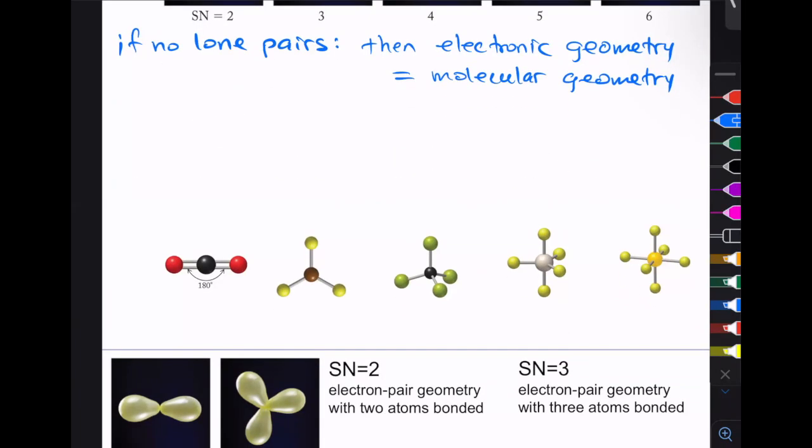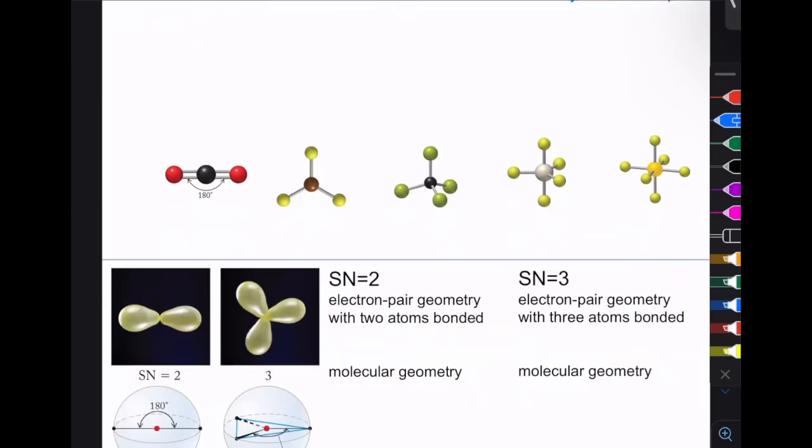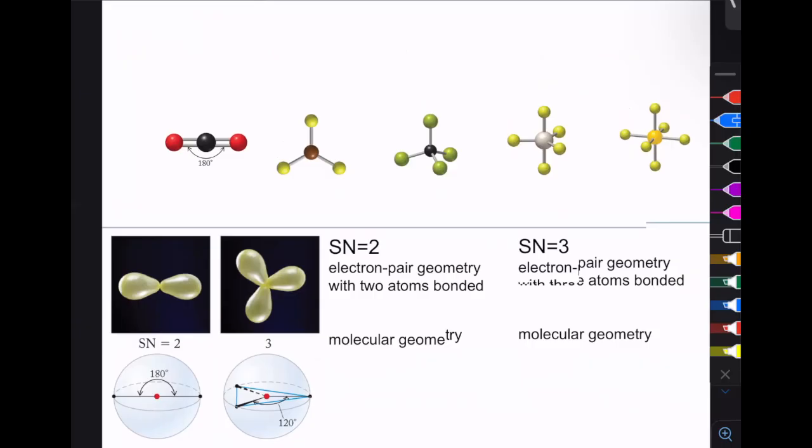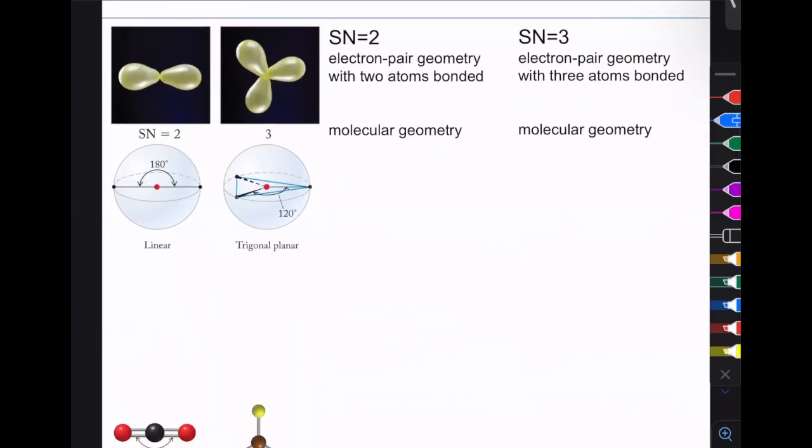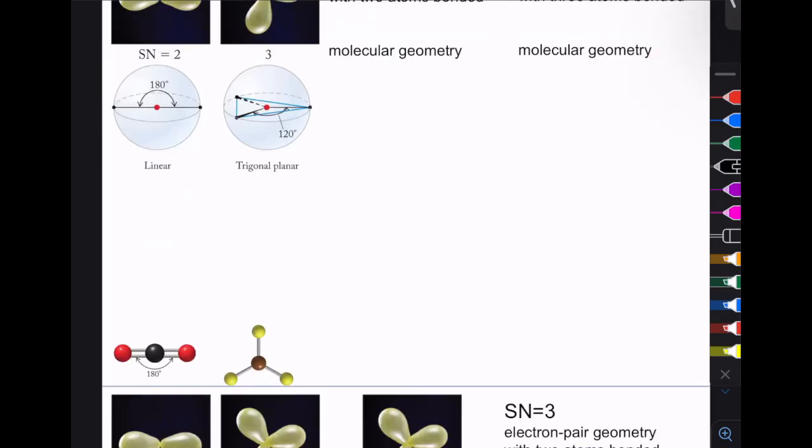Let's go through some of these more basic shapes in a little bit more detail now. And let's just start with the steric number of 2. We have 2 packages of negative charge. Those will be 180 degrees apart from each other. And one example that you've already seen lots of is carbon dioxide. Here's carbon dioxide down here at the bottom of this slide.